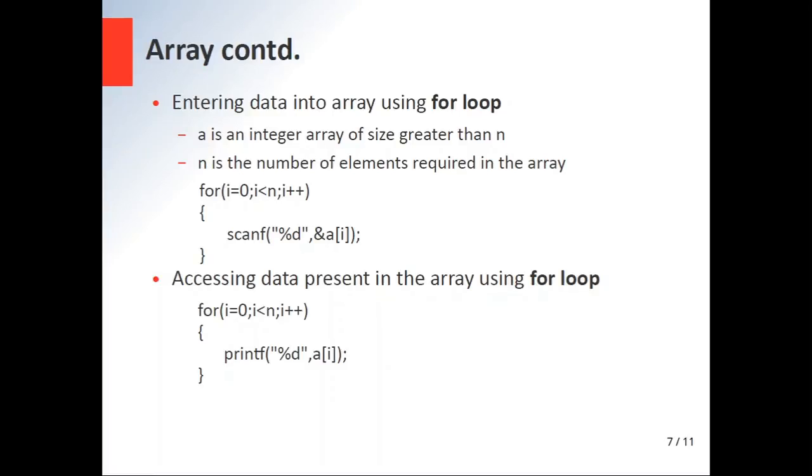Similarly, to access the data elements in the array, this loop can be used for accessing sequentially from 0 to n minus 1. While printing, we have specified A in square bracket I, where I is the loop counter, and it varies from 0 to n minus 1. That way we can access each element present inside the array.